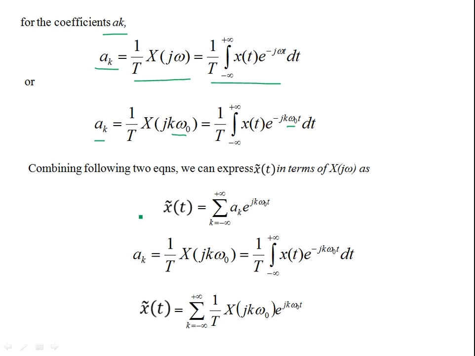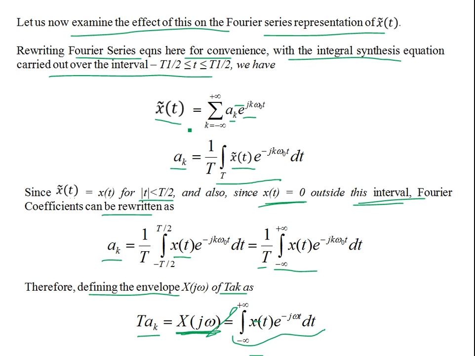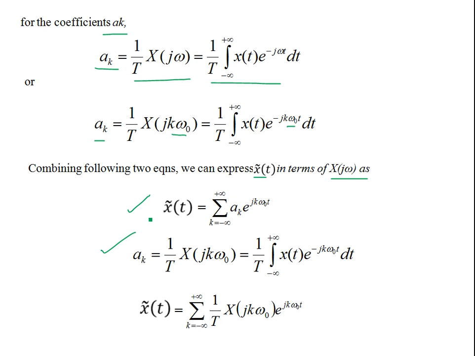Now combining the following two equations, these are the Fourier synthesis and these are the Fourier analysis equations, we can express x tilde t in terms of X(j omega). So x tilde t is again your Fourier series expansion. You recall that this is your Fourier series expansion, which is written over here as well. Then you just bring this a_k over here, substitute it, and this is what you get. So this is 1 over T, and then you have the envelope X(j k omega naught) times e to the j k omega naught t.